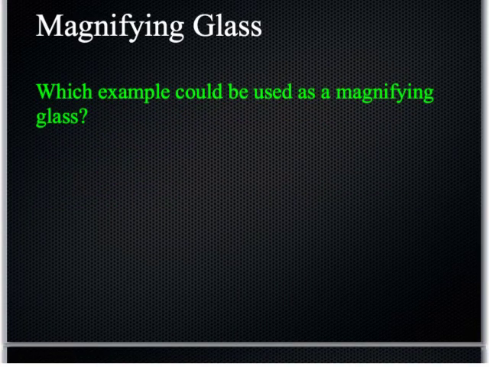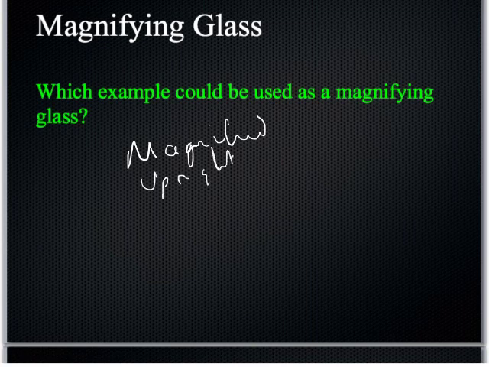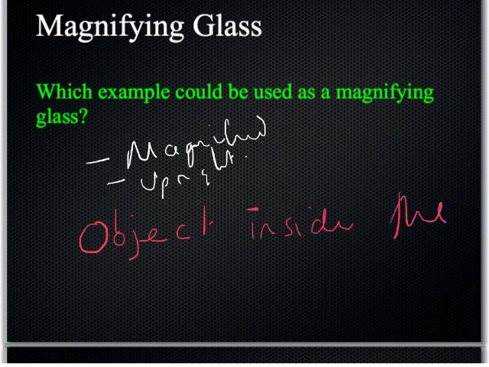Now which example could be used as a magnifying glass? We want one that's magnified and upright. The one that did that was where the object was inside the focal point.